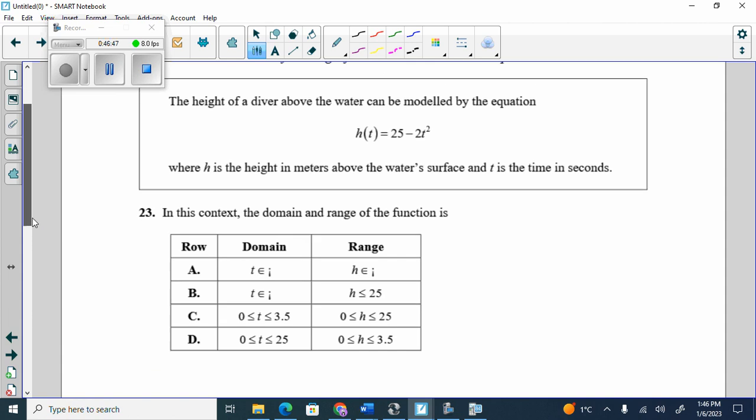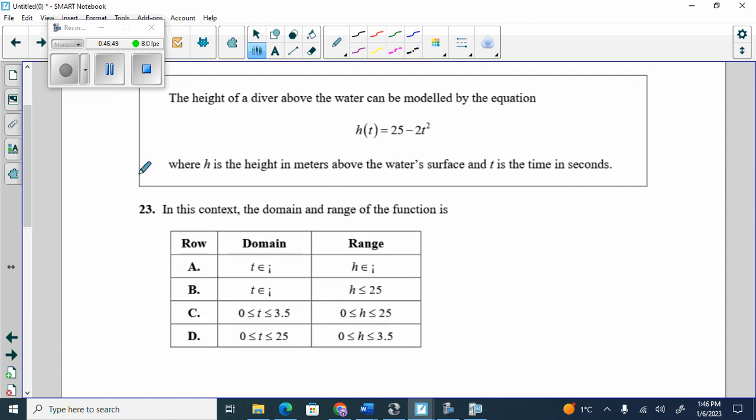Okay, this one here, the height of a diver above the ground can be modeled by this. The height is in meters above the water surface. So water surface would be 0 meters at t in time and seconds. This is a degree 2. This is a quadratic. Diver landing into water, right? These are all R's. I don't know why. They're just not showing up when they're being printed.